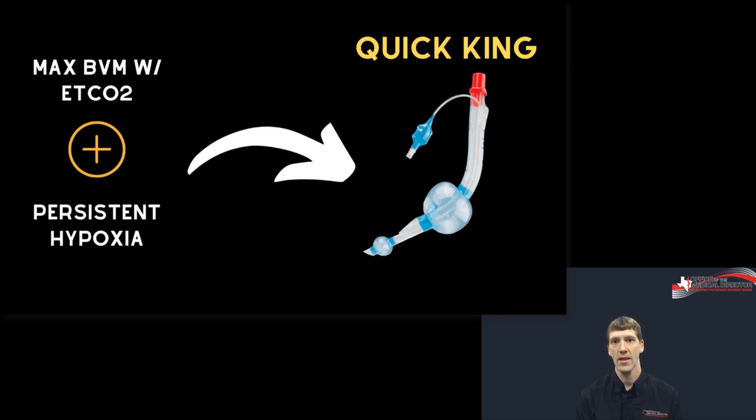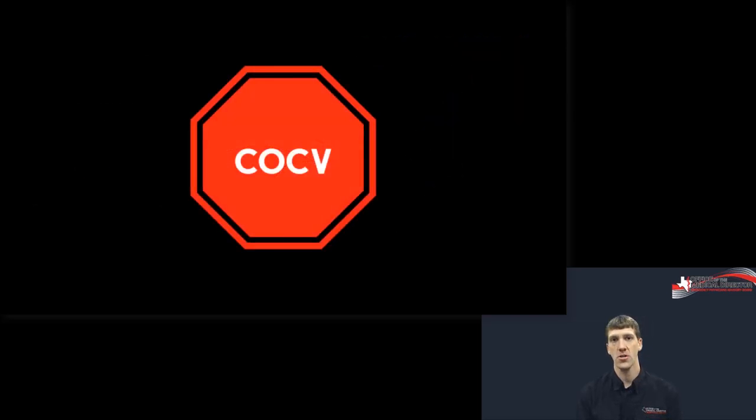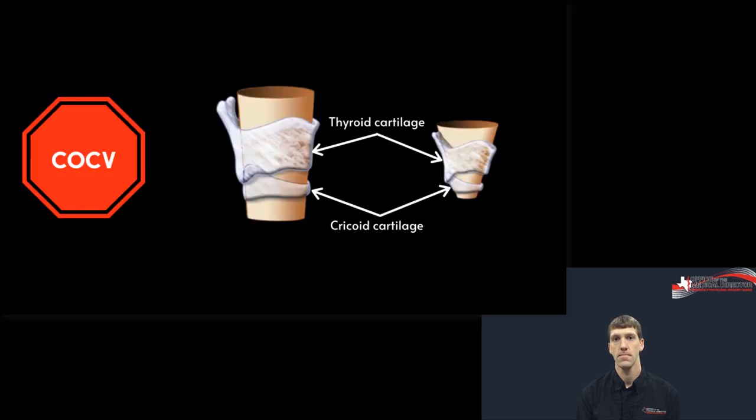So if we're bagging that patient and despite our max BVM and our best technique, that patient remains persistently hypoxic, just like our adult patients, we'll place a quick King. If we get into a CICO, can't intubate, can't oxygenate situation, there are some differences for children here.